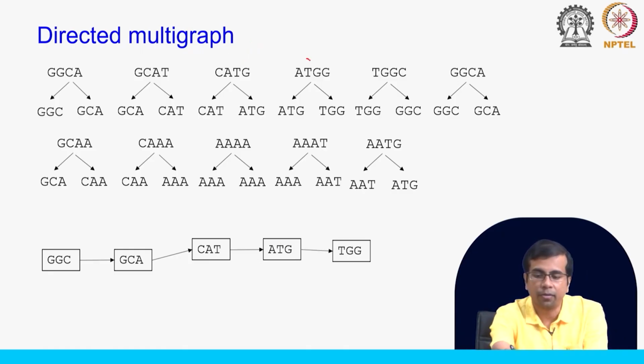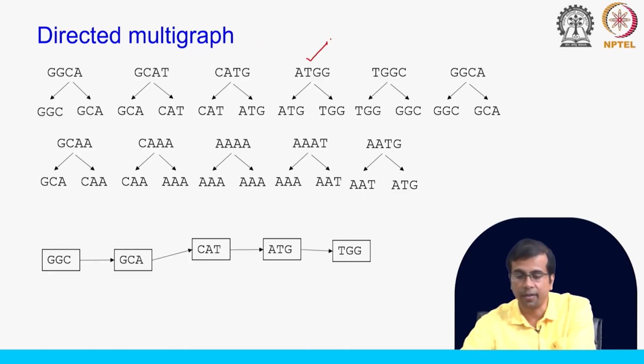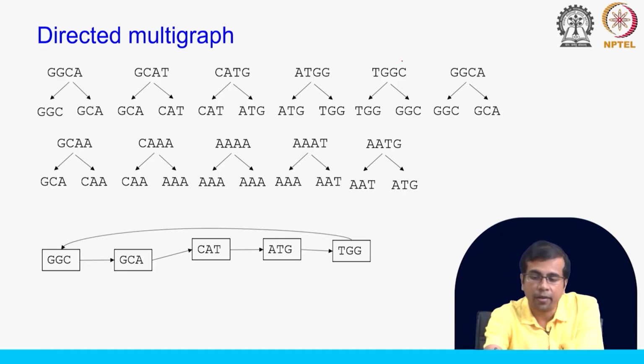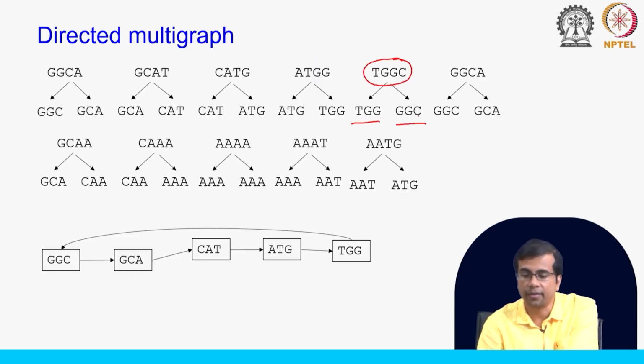And so on. We are here now, we are just adding this TGG node, and we add the edge. Now, coming here, when you come to TGGC, we have these two k minus 1 mers, TGG and GGC. What we see is that both these nodes already exist in the graph. So, we just add this edge here. You can see this edge here, from TGG to GGC. We continue this process until we reach the end, until we have covered all the k-mers in our data.